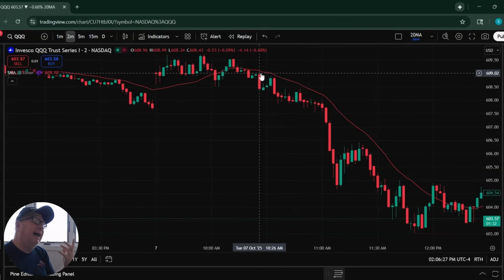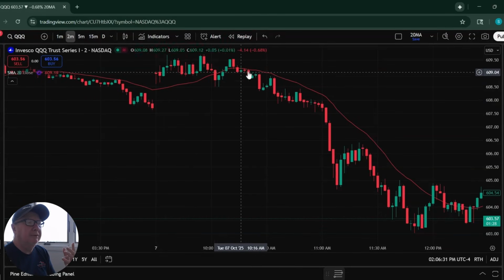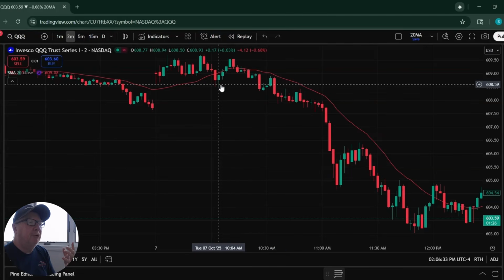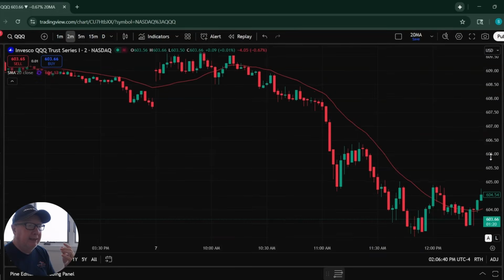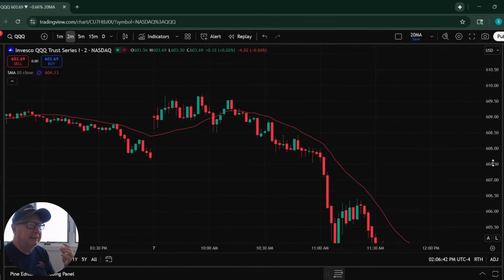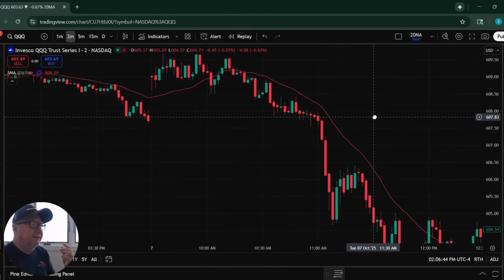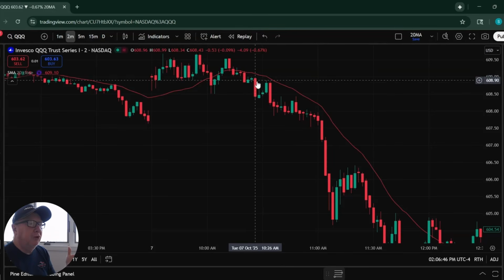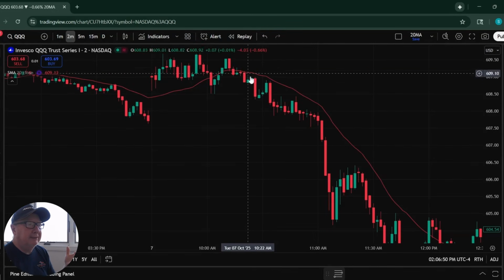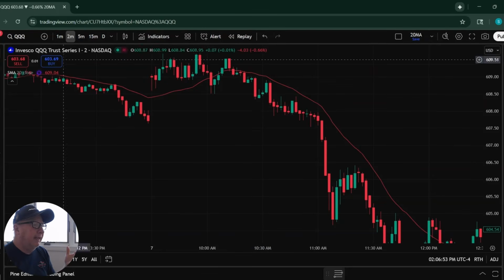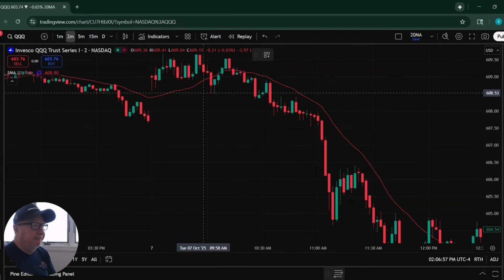So the way that I do that is I look for power bars near the 20 that are moving through either support or resistance. In this case, and I'll make it a little bigger so you can see it easily, this is the Qs. I'm looking for this power bar, which originates near the 20, and it clears this support.